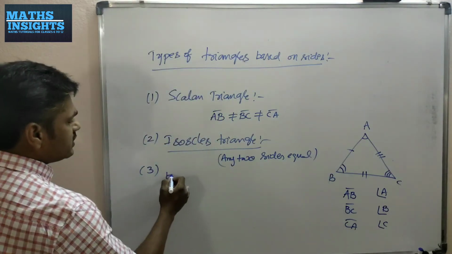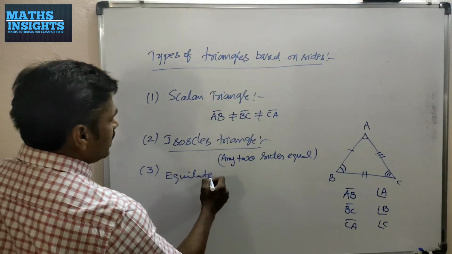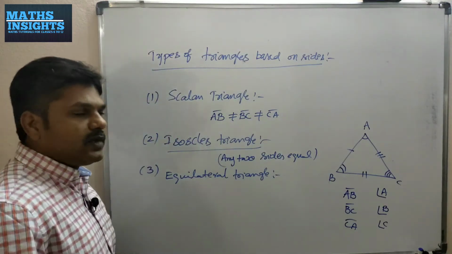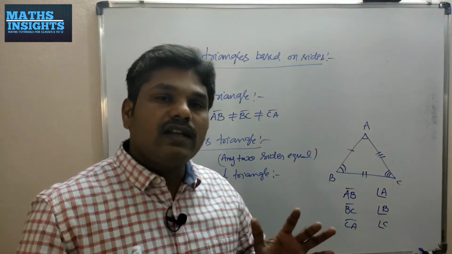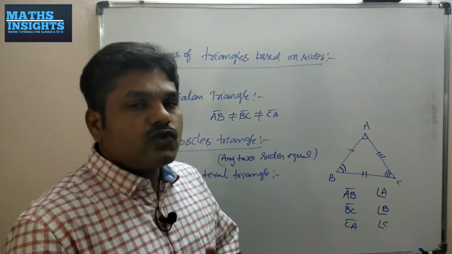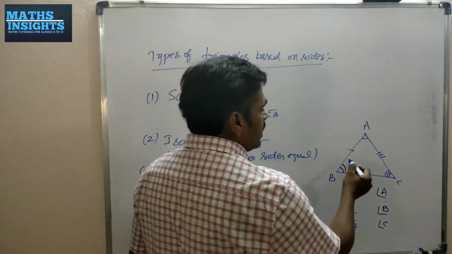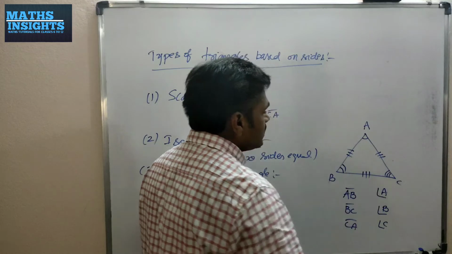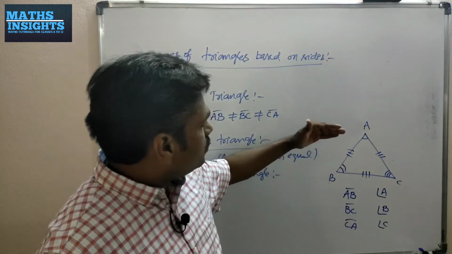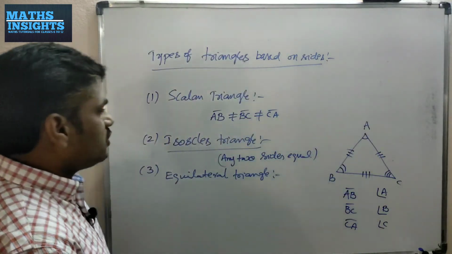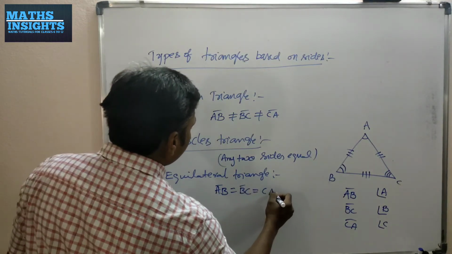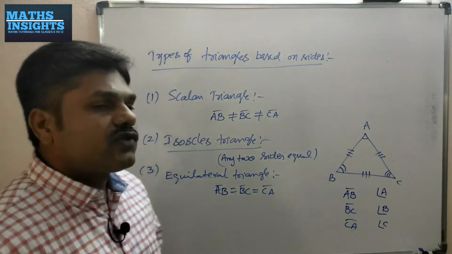Coming to the third type, that is, as all of you know, the equilateral triangle. Equilateral triangle means if the lengths of all sides of a triangle are equal, then that is said to be an equilateral triangle. So I am representing all sides with the same symbols. That means the length of AB is equal to BC and also CA. You may write length of AB is equal to length of BC is equal to length of CA, that is said to be an equilateral triangle.